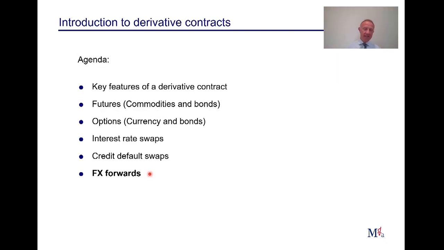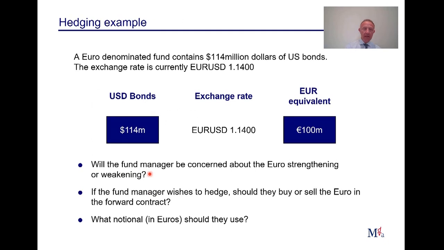Our last contract is an FX forward. FX forwards are commonly used to hedge exposures to overseas currencies. In this example, our fund is denominated in the euro, but we have a holding in US dollar bonds. We've bought $114 million worth of bonds, and the exchange rate is currently 1.14. So in euros, that would be 100 million euros.